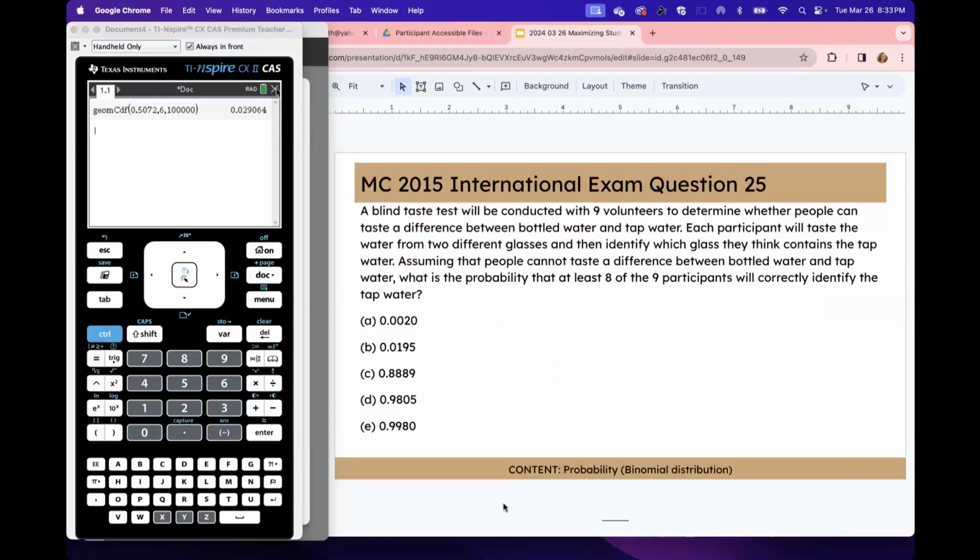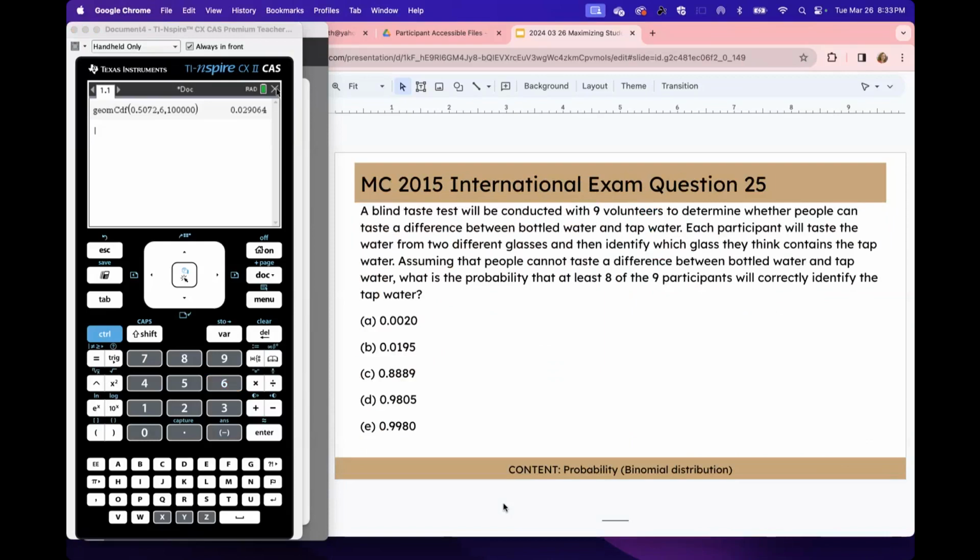Multiple choice time. Okay, this multiple choice question, we're still in the same content area. We've got a blind taste test with 9 volunteers, trying to determine whether they can taste the difference between bottled water and tap water.